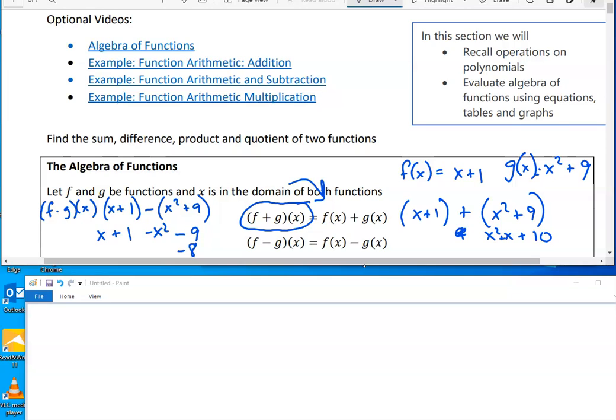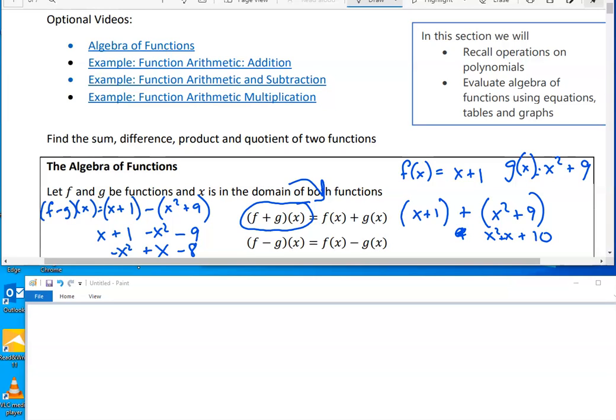Adding 1x, there's no other x's around, so it is just 1x. And there is a negative x squared left over. So f minus g of x is the same as, well, take whatever f of x is, as defined over here, subtract whatever g of x is defined as, and then it becomes just a quadratic.